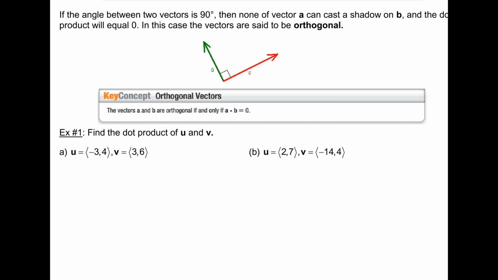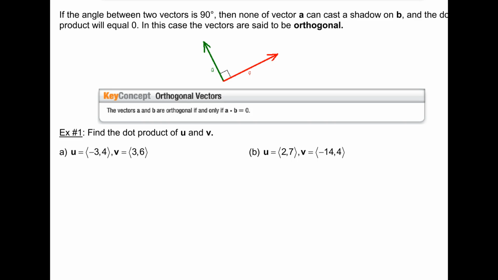The sun is straight down, so where's your shadow if you're standing right under the sun? You don't have a shadow. Literally, there's not a shadow on any side of you because the sun's right above you. So this is what I'm talking about when the angle between the two vectors is 90 degrees. The sun is shining straight down on you.